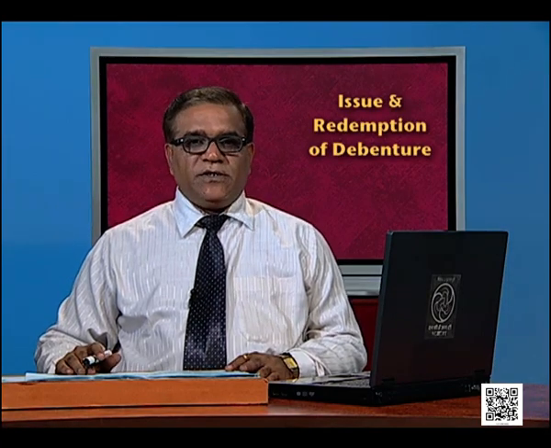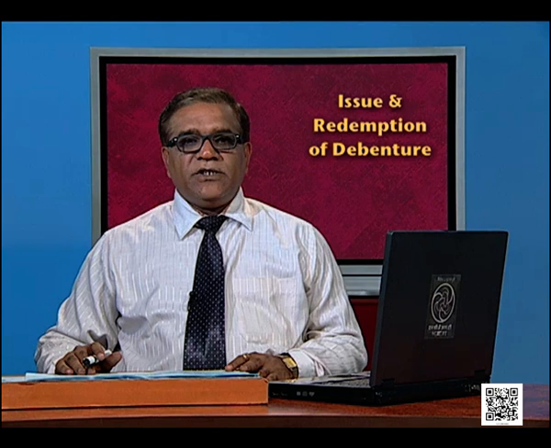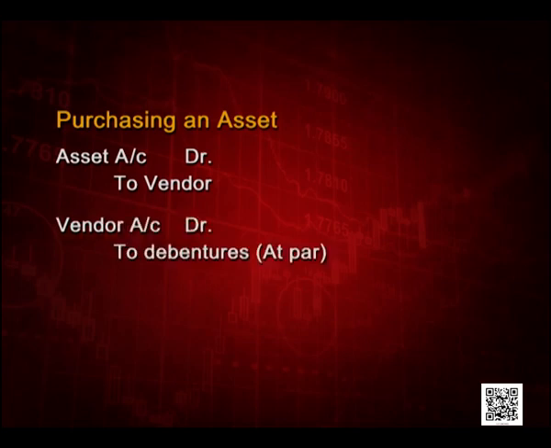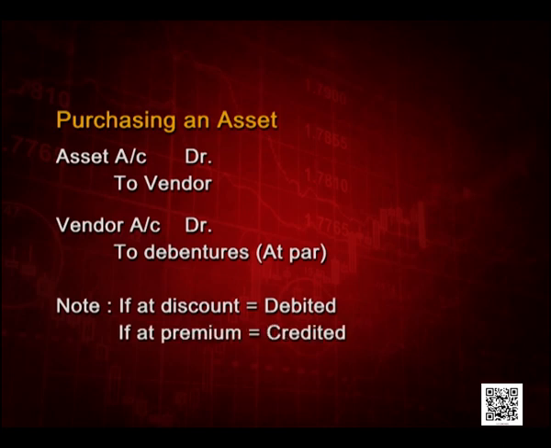When we issue debentures for consideration other than cash, it means we are purchasing something instead of paying cash and we are issuing debentures. Suppose we are purchasing an asset: the entry will be asset account debit to vendor, and the next entry will be vendor account debit to debentures if we are issuing at par. If we are issuing at discount, it will be debited, and if we are issuing at premium, it will be credited. Very simple, just like shares, discount is debited, premium is credited.